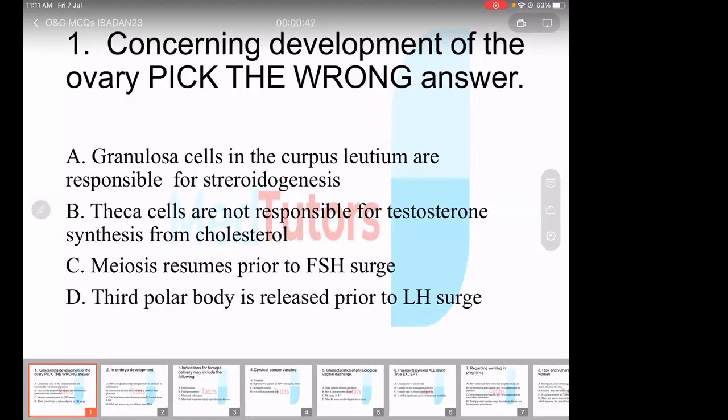A says granulosa cells in the corpus luteum are responsible for steroidogenesis. B says theca cells are not responsible for testosterone synthesis from cholesterol. Of course, this is correct. C, meiosis resumes prior to FSH surge. As well, this is true. Then D says third polar body is released prior to LH surge, which is also correct. So the wrong answer here obviously is A, because granulosa cells are not responsible for steroidogenesis. Corpus luteum cells excrete progesterone.